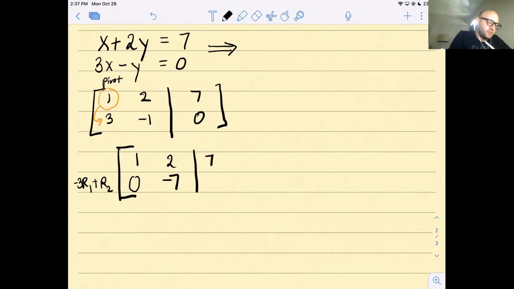-21. Good, because it becomes -3 times 7, which is -21, and add it to 0, you just get -21. Great. Okay, and now we're looking kind of like what we need. We have a 0 here, which is good, but we want to turn this number into a 1, because it's got to be 1 0 0 1. So how do we turn this into a 1?